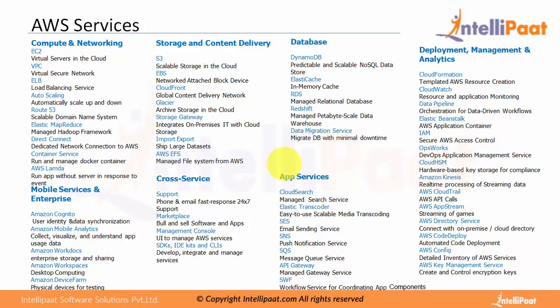When you want to connect your on-premise environment with the cloud, or when you want a directory implementation in the cloud, Amazon has an offering called AWS Directory Service. If you want to manage the deployment automatically, where it would pull the code, deploy, restart, whatever is required, AWS CodeDeploy is a tool for you. When you want to manage your inventory, like a Git kind of setup, Amazon Config is a service for you. And when you want to create your own encryption, AWS Key Management Service is an offering for you.